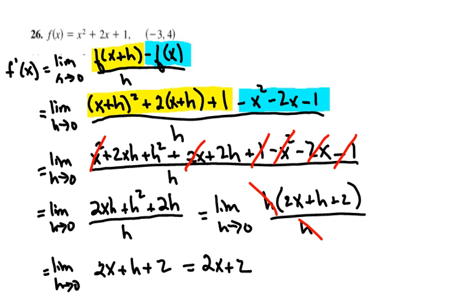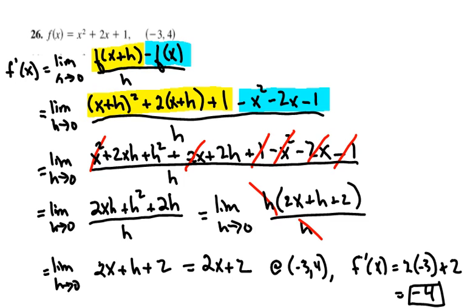And at this point, I plug in my original point, which was x is negative 3. I don't need the y here. Again, at the point (negative 3, 4), I have f prime of x is 2 times negative 3 plus 2, which is negative 4. All right, so that's the first way that we would have gone about doing this problem.